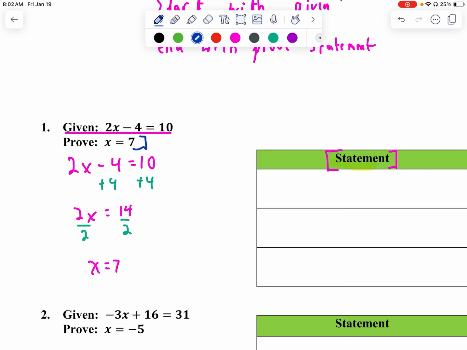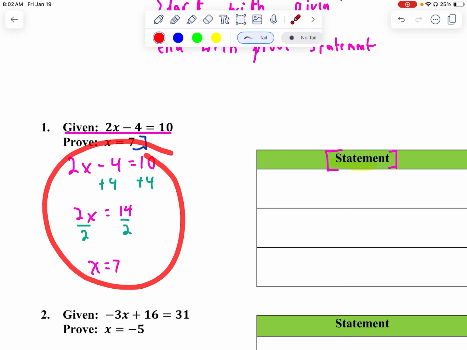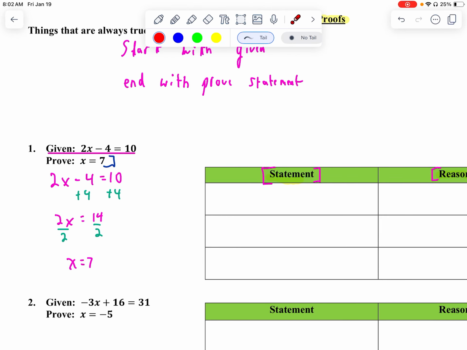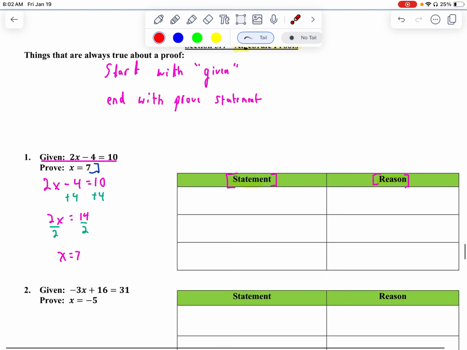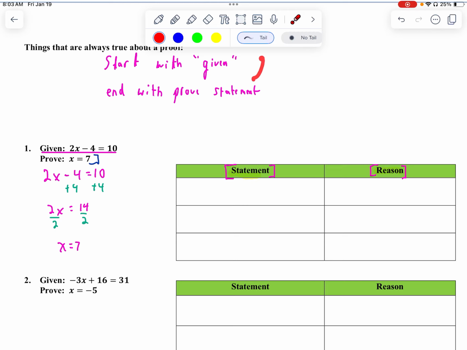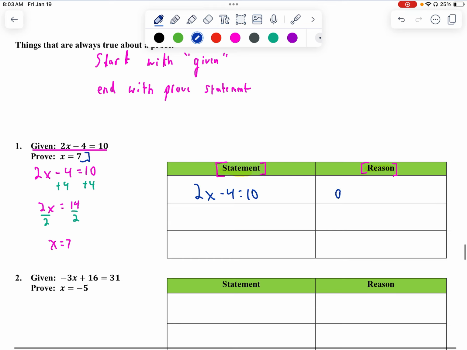Now what we need to do is take all this work that we just did, all of these steps, and find a way to move them over to our statement and reason. And what this is going to be is just explaining why we did what we did. So the first thing we always do is we start with our given right up here. Our given in this equation is just 2x minus 4 equals 10. And your reason is given. And then I always like to write down my proof statement as well. So we're trying to prove that x equals 7.